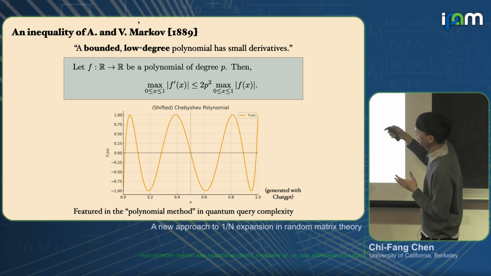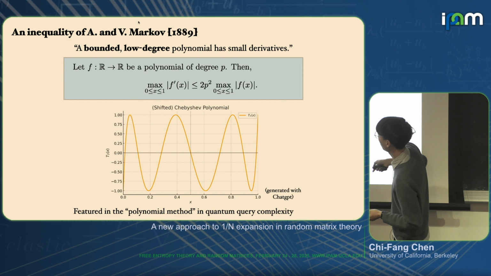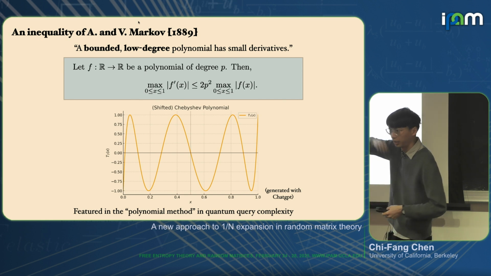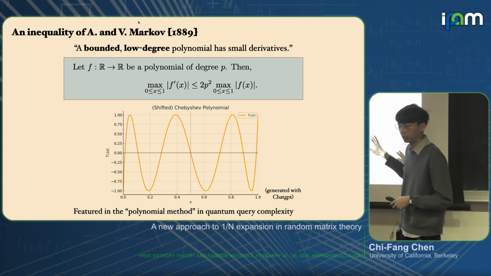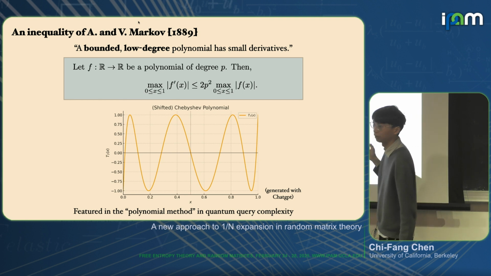In some sense, this is telling you that a low-degree polynomial, if you confine it to just a 1-by-1 box, can't oscillate too badly. Right? This is pretty intuitive, and the quantitative bound is 2p squared.